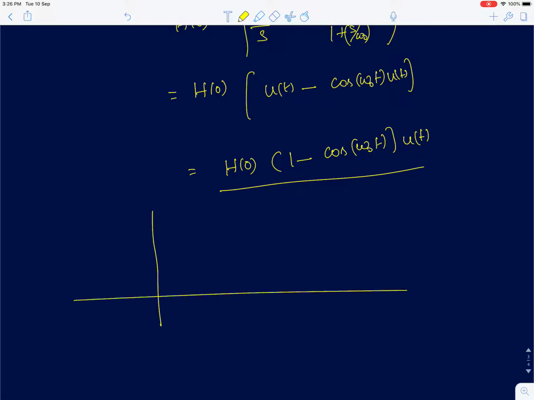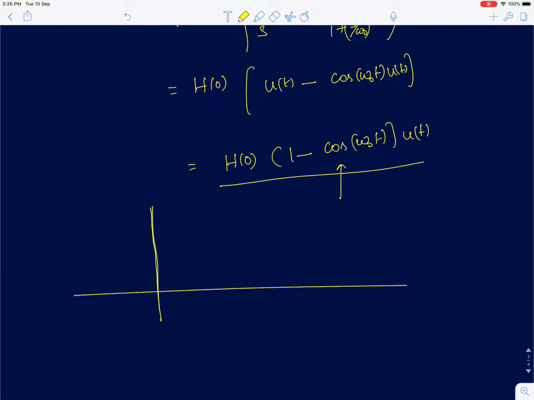If you try to plot the step response for the system, at t equal to 0 it starts at 0. Again, as we discussed, it's a low pass system, so it has to start at 0. If you notice, this function is always positive, and this function is always positive, so you're going to get an output like this. I'm just plotting the time domain response of the system as a function of time, and the average value of this function is going to be h of 0.